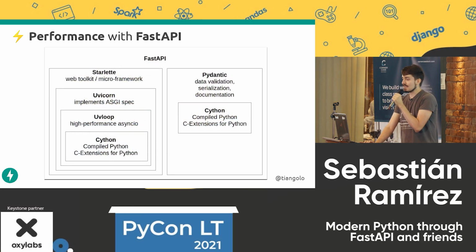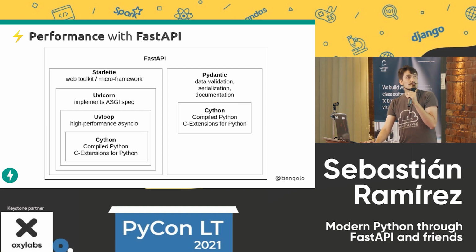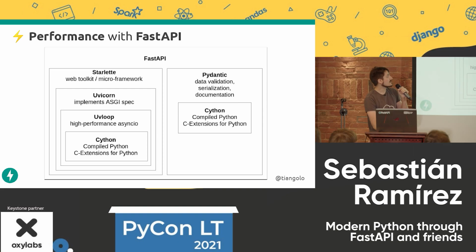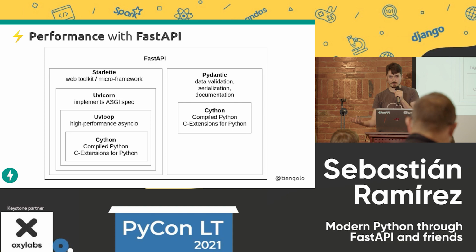Now, why is it that we get good performance with FastAPI? FastAPI doesn't really do anything fancy, but it uses very powerful tools underneath. Starlette is a web toolkit or micro framework that does all the web parts, and Pydantic does all the data validation and serialization parts. Starlette implements this ASGI specification, and Uvicorn is the server that runs the application. So when you run something in the command line, it will be Uvicorn. And this Uvicorn will use the application that you built with FastAPI or Starlette or anything else.